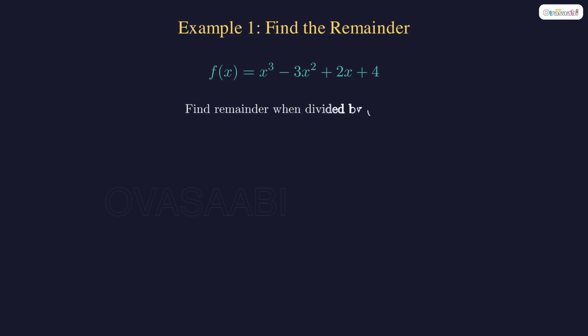Example 1. Find the remainder when x cubed minus 3x squared plus 2x plus 4 is divided by x minus 2. By the remainder theorem, we just calculate f of 2.